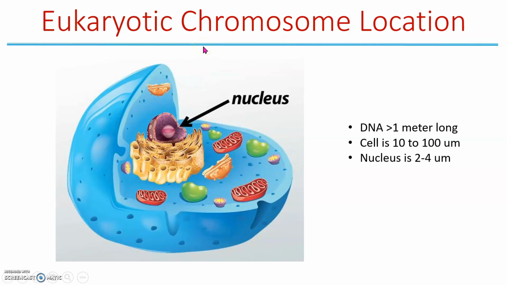So, when we talk about all of this DNA, our DNA is over 1 meter long. A cell is 10 to 100 micrometers in diameter. A nucleus is only 2 to 4. So how do you fit something over 1 meter long into something that's 2 micrometers in diameter? The answer is compaction, like we've seen with the bacteria.